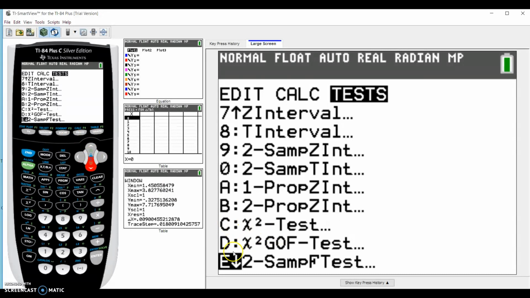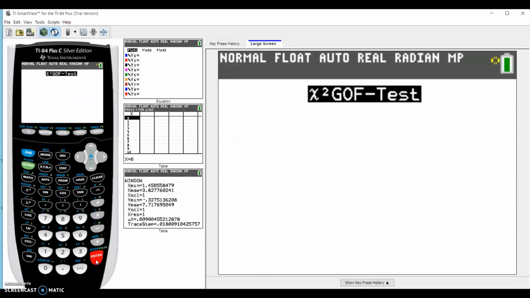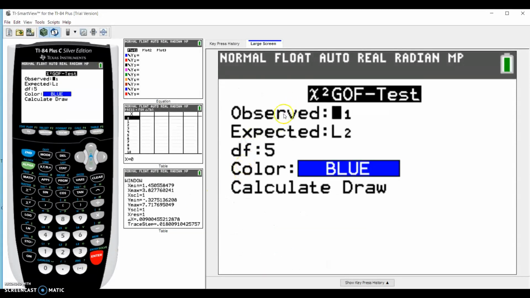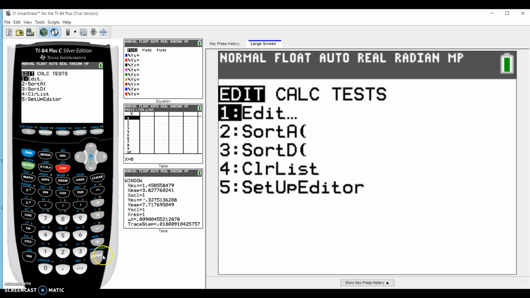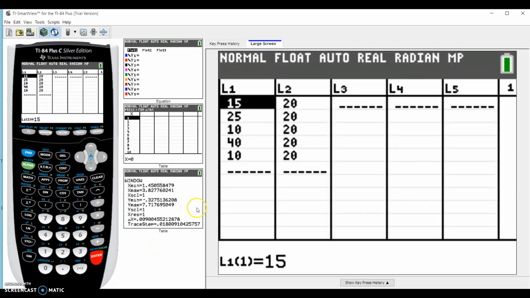So the chi-squared GOF test, that's the goodness of fit test. And if we look at that, what this wants us to tell us is it wants the observed list and the expected list. And then it wants us to tell it the degrees of freedom. So let's see if the ones that I have in there right now are not going to work. I went ahead and paused the video and put some data in my list that would actually work here.